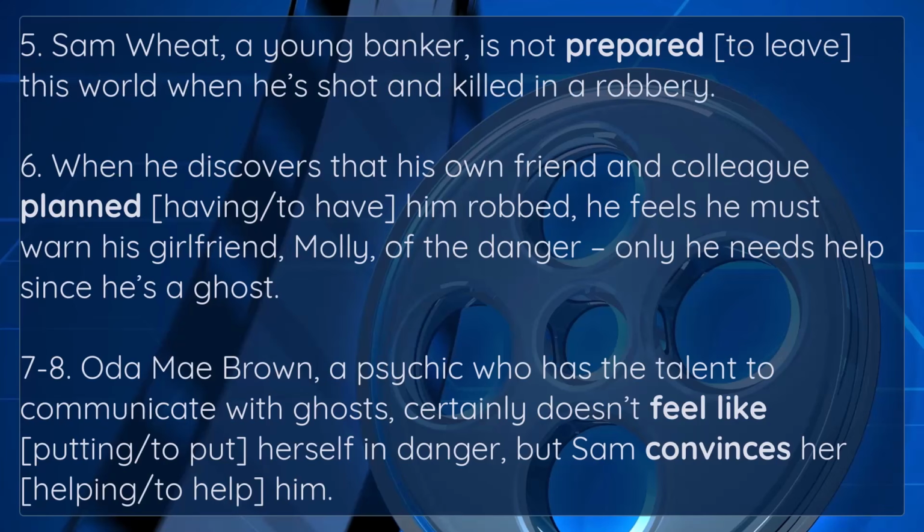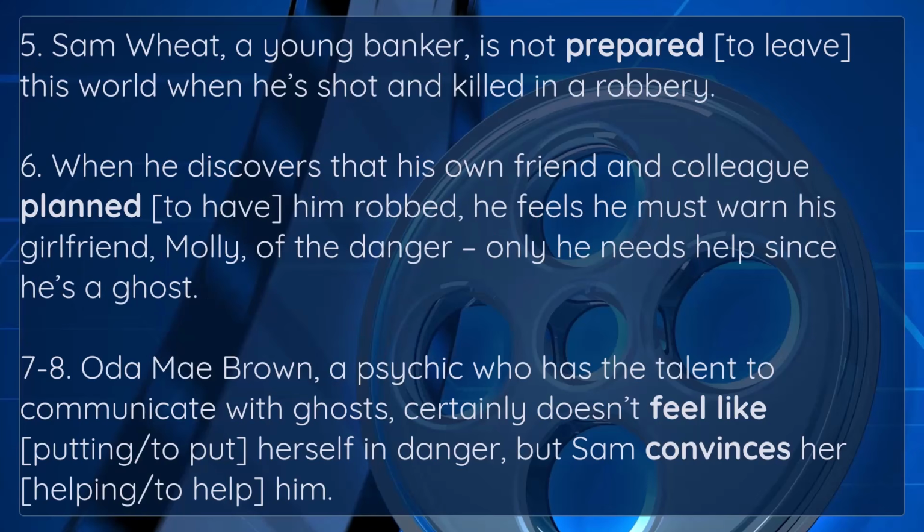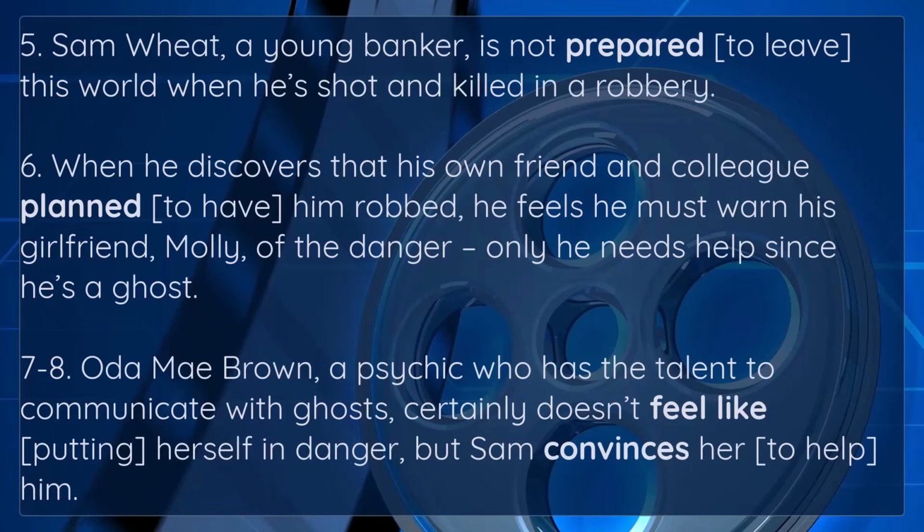Five. Sam Wheat, a young banker, is not prepared to leave this world when he's shot and killed in a robbery. 6. When he discovers that his own friend and colleague planned to have him robbed, he feels he must warn his girlfriend Molly of the danger. Only he needs help since he's a ghost. 7 and 8. Oda Mae Brown, a psychic who has the talent to communicate with ghosts, certainly doesn't feel like putting herself in danger, but Sam convinces her to help him.